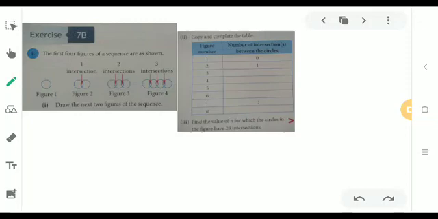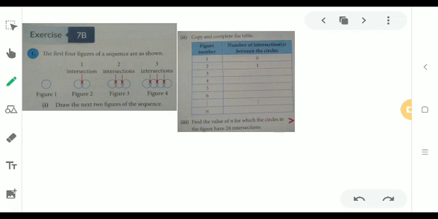Hello guys, this time I'm going to explain about exercise 7b, which is related to number sequences with geometrical figures. Let's say number 1, the first 4 figures of the sequence are as shown. Figure 1, we have 1 circle here. Figure 2, 2 circles. Figure 3, 3 circles. Figure 4, 4 circles, whereby the number of intersections is shown here.